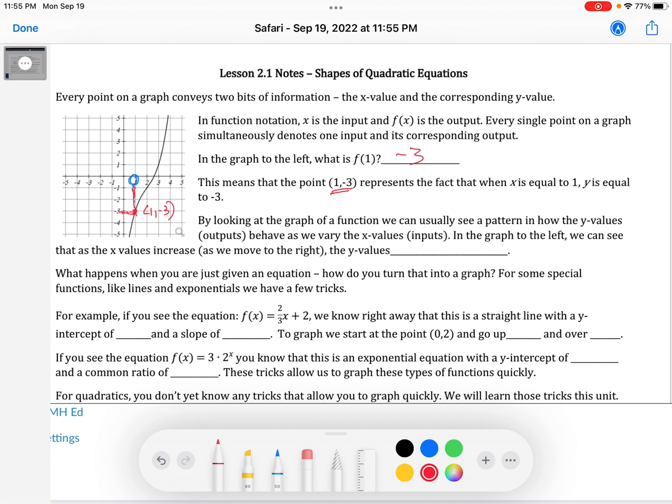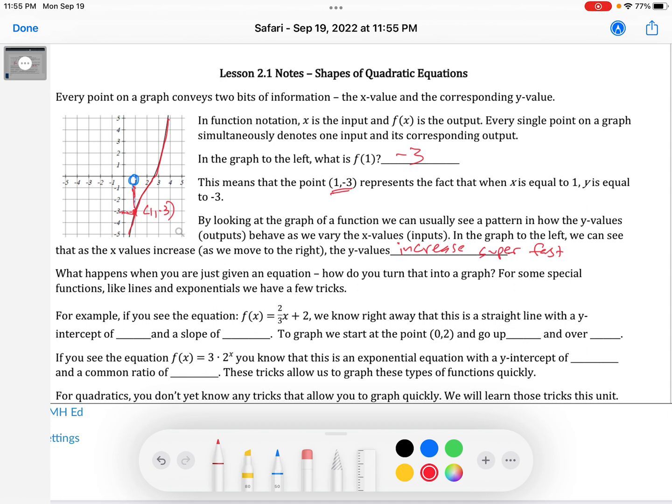Now, when we look at a graph, we can usually see a pattern in how the y values, the outputs, behave as we change the x values, the inputs. So in the graph to the left, we can see that as the x values increase, as we move on this graph towards the right, the y values are going to increase super fast. You can kind of see that pattern.